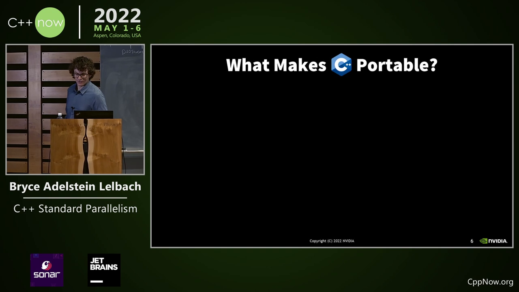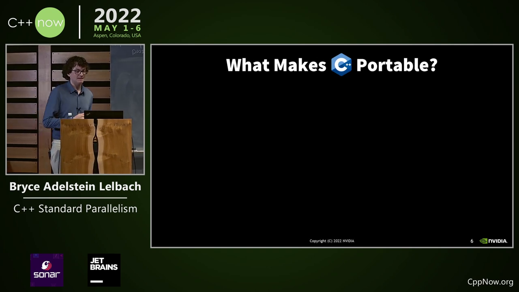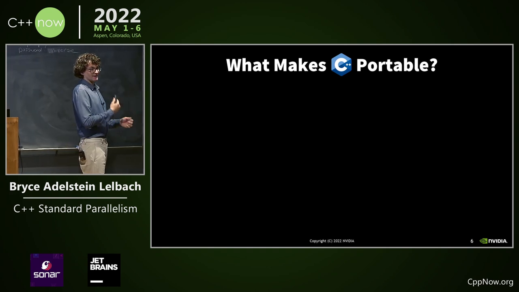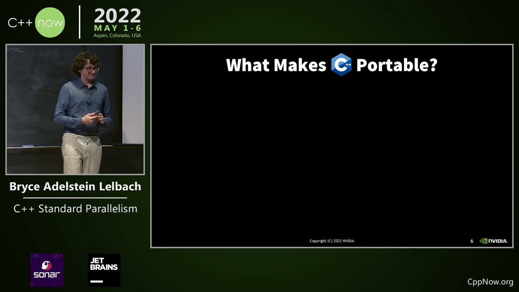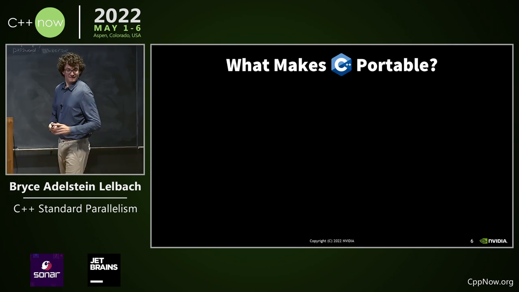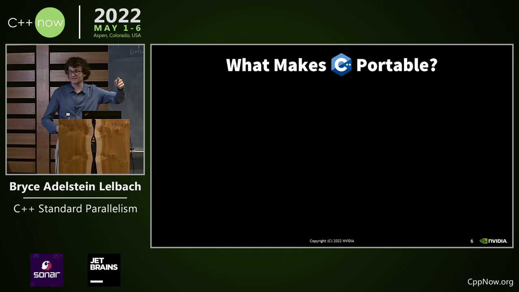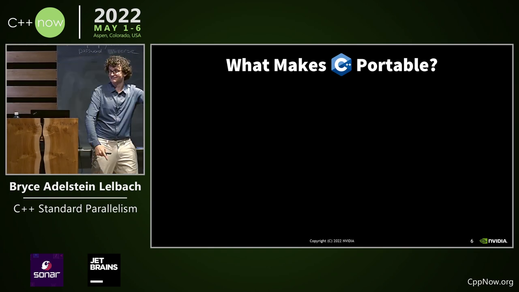All right, so now I want to talk a little bit about what makes C++ portable. Does anybody have any ideas? Feel free to shout them out. Abstract machine, I hear. That's actually kind of correct. I was looking for wrong answers, but that's a correct answer. Yes.